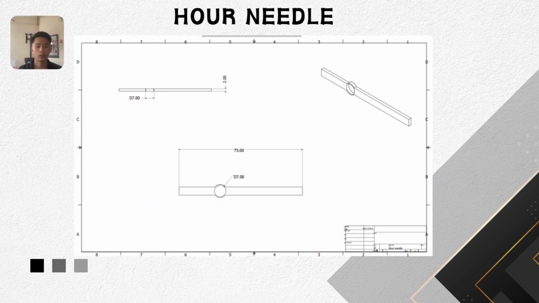This is the technical drawing of the hour needle, the shorter hand that marks the hour on the clock. The drawing includes top, side and isometric views.